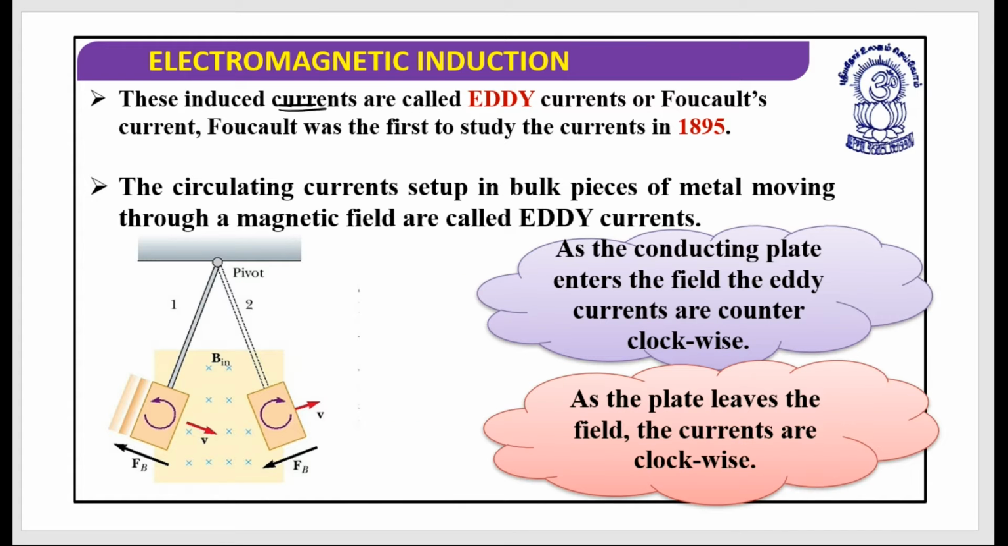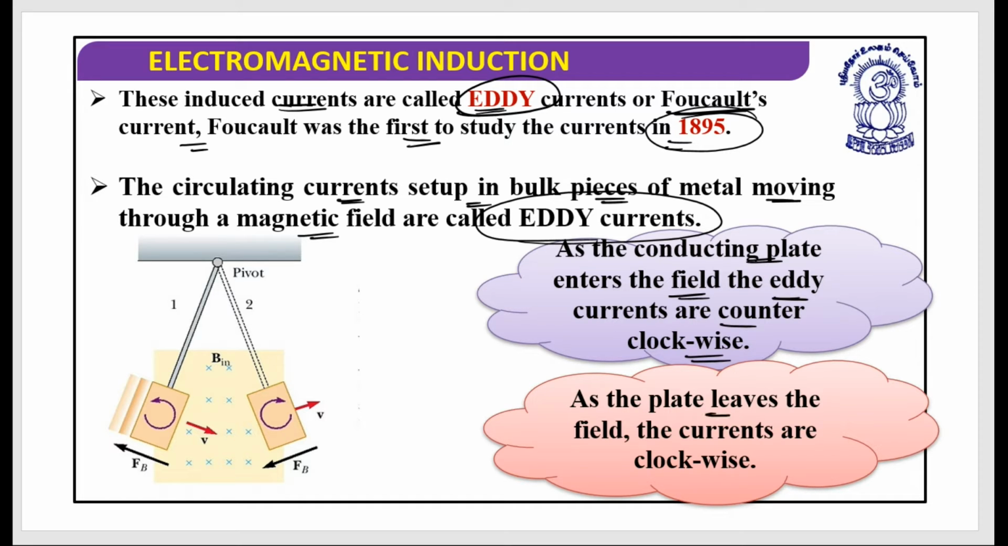These induced currents are called eddy currents, or Foucault's currents. Foucault was the first to study these currents, in 1895. The circulating currents set up in bulk pieces of metal moving through a magnetic field are called eddy currents. As the conducting plate enters the field, the eddy currents are counterclockwise, and as the plate leaves the field, the currents are clockwise. That we understand. So this current is what we call eddy currents. I hope this is clear.